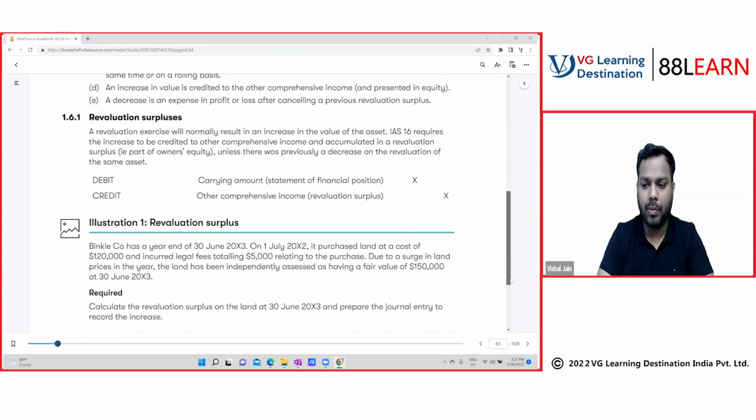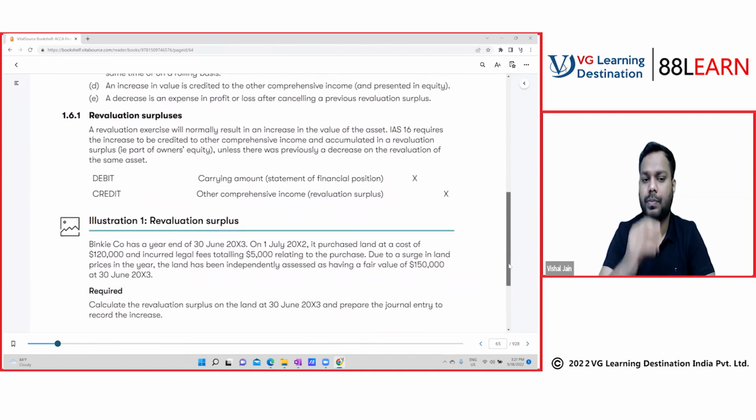Illustration number 1. Can you please try solving illustration number 1 now? That's an easy question.